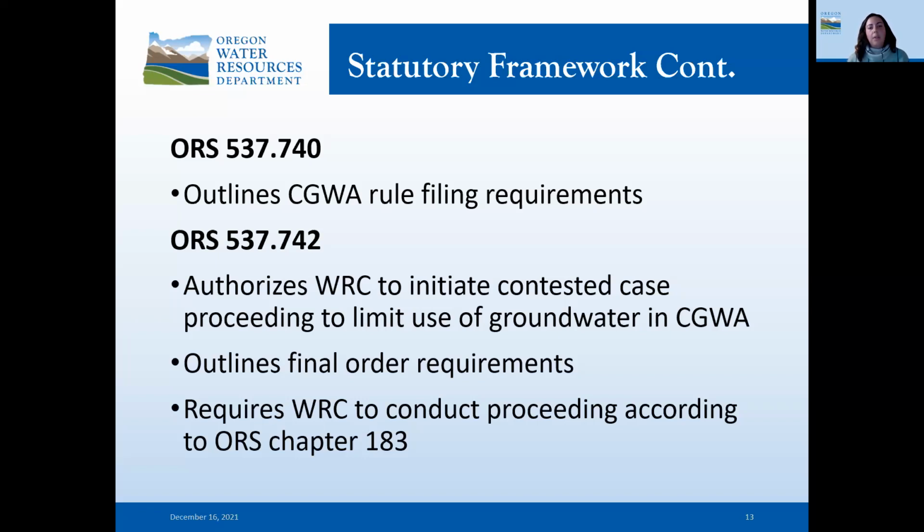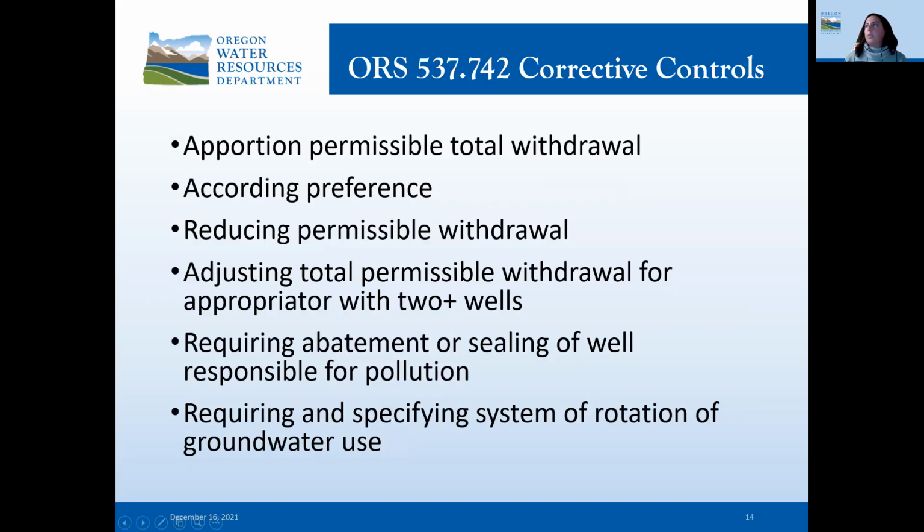So Section 742 requires the Department to follow the contested case process, which is outlined in Oregon Revised Statutes, Chapter 183. And then upon the conclusion of the contested case proceeding, and upon a finding that the problems which resulted in the designation of a critical groundwater area can be resolved by implementing one or more of these corrective control provisions, the Commission is required to issue a final order establishing any one or more of the corrective control provisions. So these corrective control provisions are the ones that occur after the contested case proceeding.